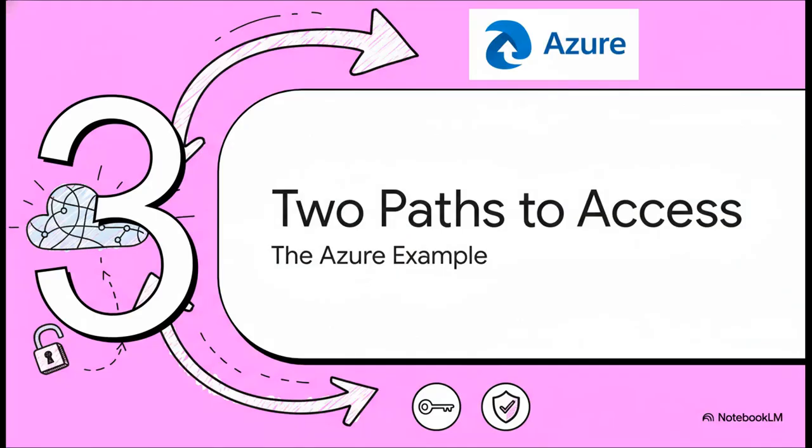All right, enough theory. Let's make this real. How does a giant cloud company like Microsoft Azure actually solve this identity puzzle? Turns out, they basically give you two main paths for an application to get access. And believe me, the path you choose makes all the difference.